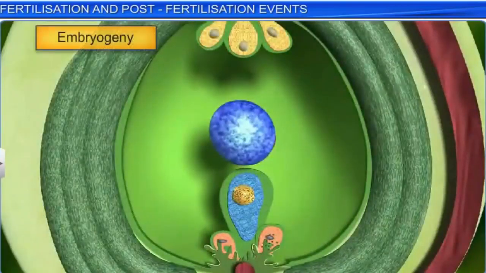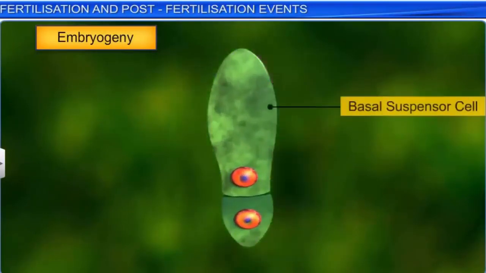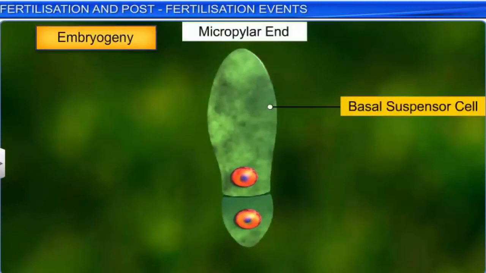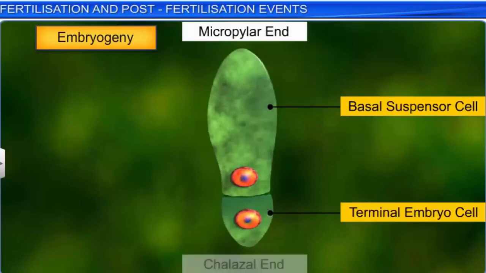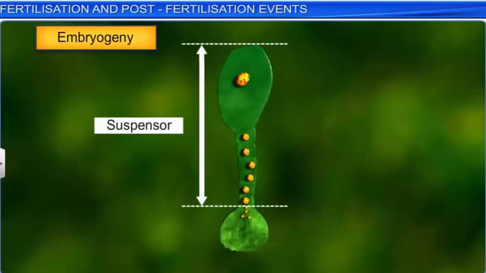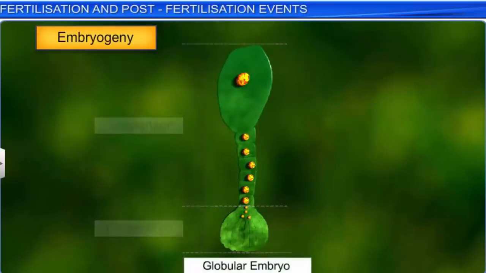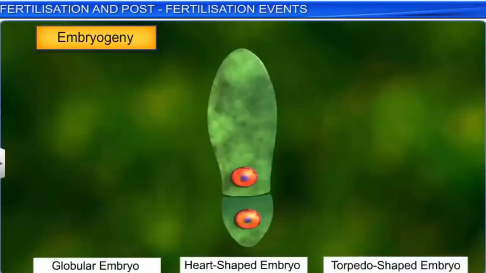Studies by botanists have revealed that during early embryogeny, the zygote divides into two cells: the basal suspensor cell towards the micropylar end and a terminal embryo cell towards the chalazial end. The basal suspensor cell further undergoes mitotic divisions and forms 4 to 8 cells which push the terminal embryo cell into the tissue of the endosperm to allow it to derive nourishment. Moreover, the terminal embryo cell also undergoes divisions to form a group of cells known as proembryo, which subsequently develops into a globular, heart-shaped and torpedo-shaped mature embryo.